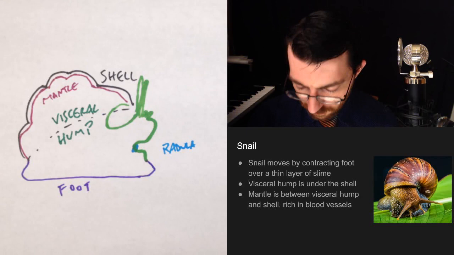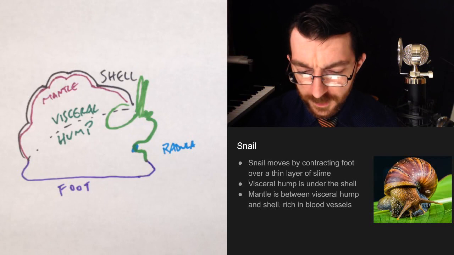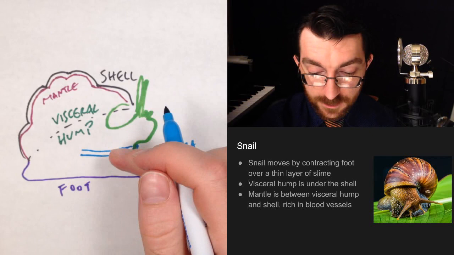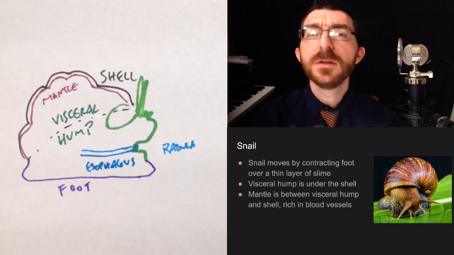Just tying stuff up. So here's how this works. We've got the digestive tract. I'm going to draw that in blue. The digestive tract of this snail runs through. And the name of the tube that connects your mouth to the rest of your digestive system is called your esophagus. But I bet you knew that because you have one of those in here.